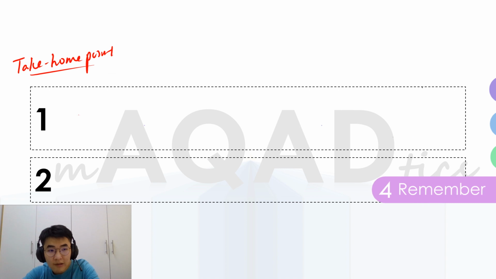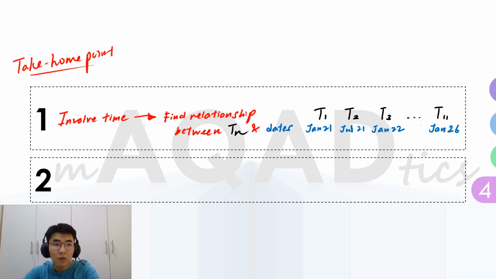Alright, so here's the take-home points for this video. So for the first point, when it comes to questions that involve time, we need to find the relationship between Tn and the dates. Okay, so why you do this is because you'll be able to determine clearly which term you are trying to find. Okay, so let's say just now we need to find January 2026. So using this way, we're able to know January 2026 would be T11.